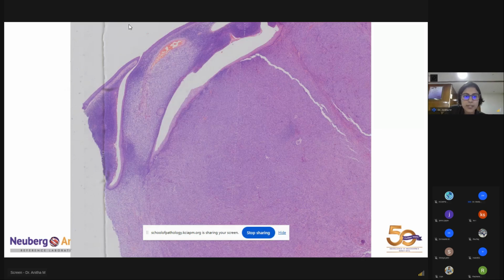So you described reactive lymphoid aggregates in the subepithelium. What could that be that you were seeing?